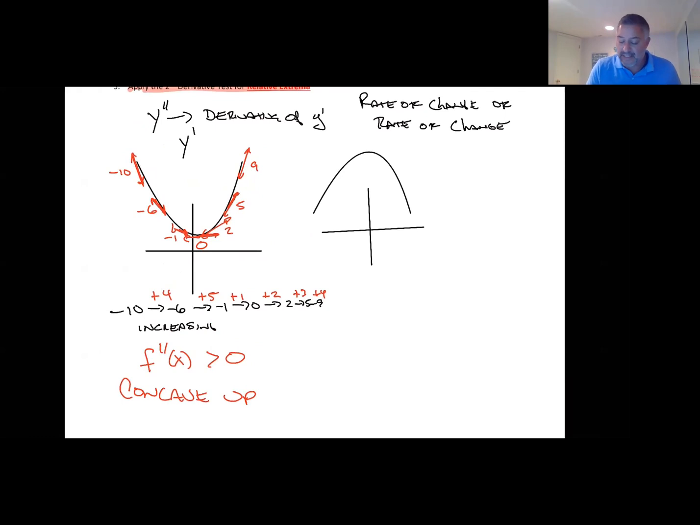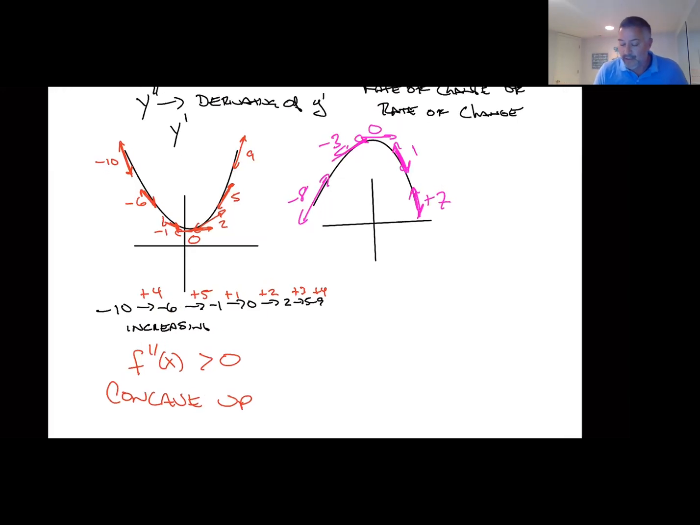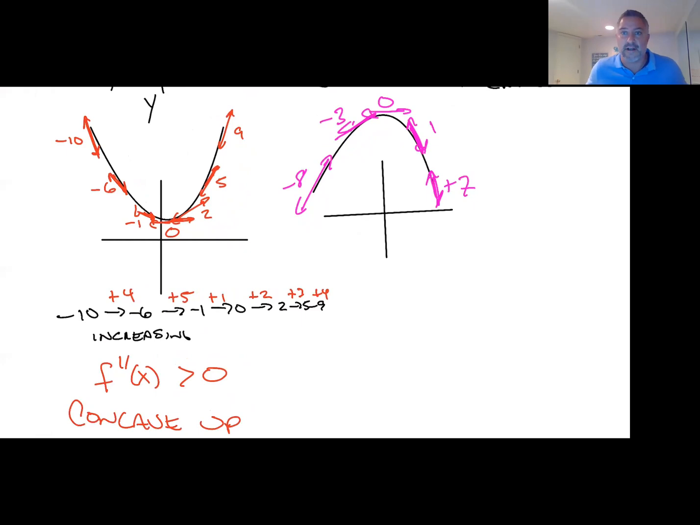And our other one's going to be exactly the opposite. Positive, less positive, 0, negative, more negative. -8, -3, 0, +1, +7. Totally made up numbers, but it doesn't matter, you get the idea. It's always negative on the left, and it's always positive on the right.